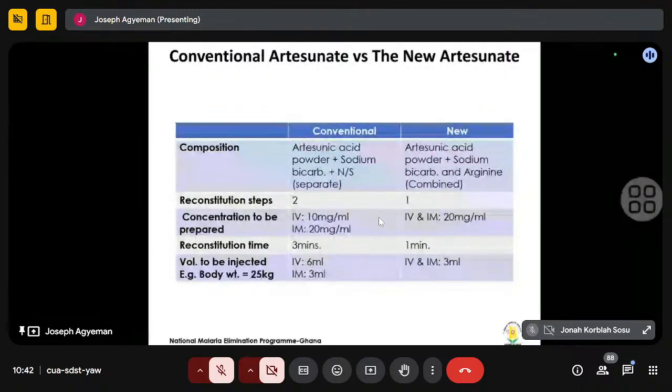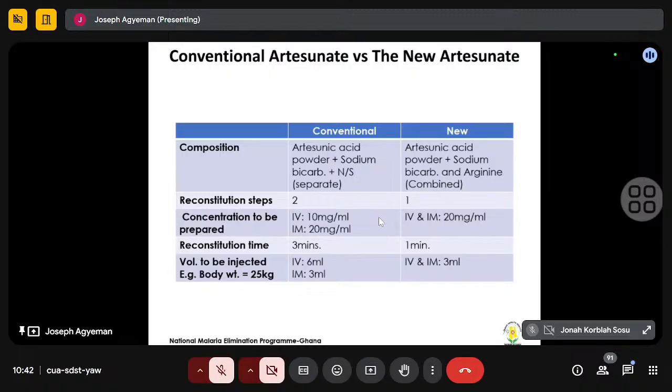Also, with the new one, since you are doing just 1 step, reconstitution time is very quick. 1 minute and you are done. You just mix it and you are done. With the old one, you need about 3 to 4 minutes to shake it very well and to dilute everything before you are done. So the reconstitution time for the old or existing one is longer compared to the new one, which is just 1 step.